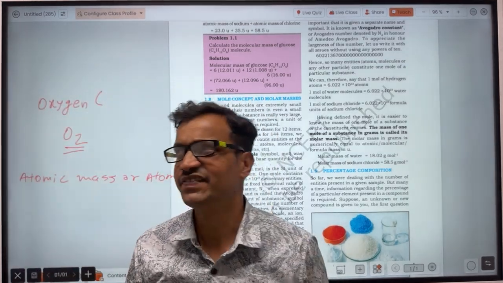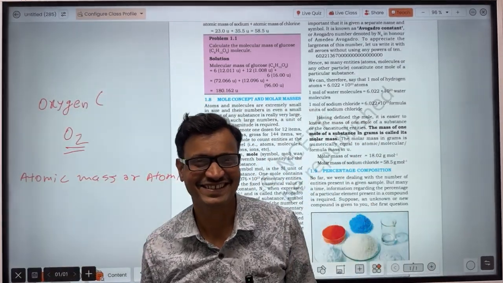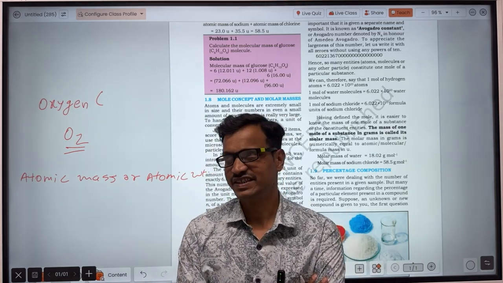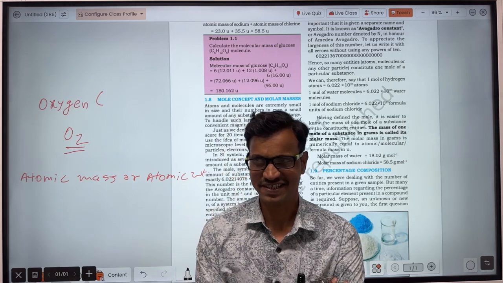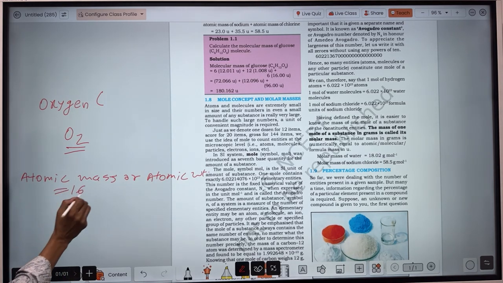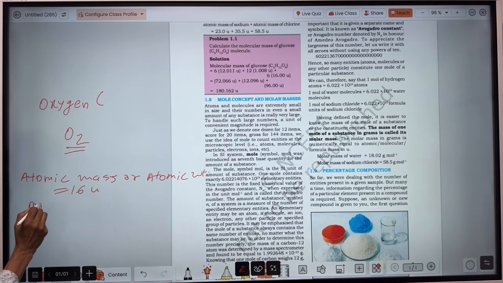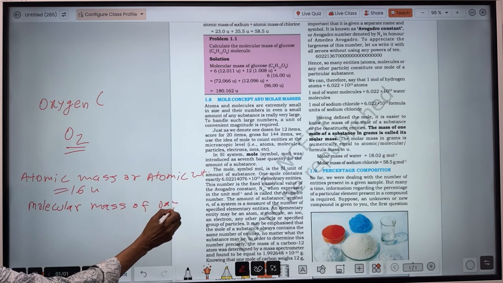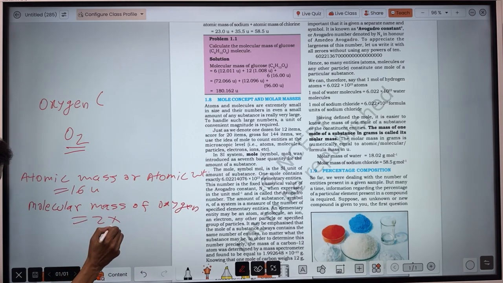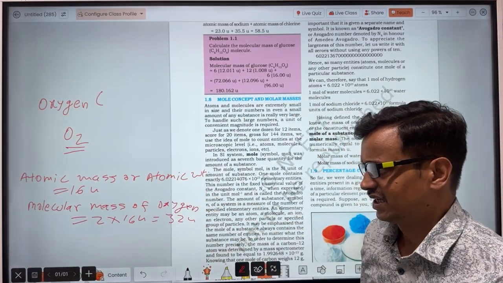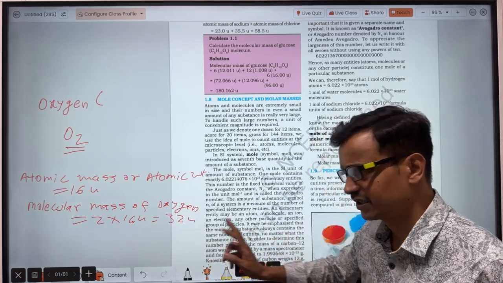Here we take mass and weight in the same sense. As in physics, there is a difference between mass and weight, but here in chemistry, we take mass and weight in the same sense. So here the atomic mass of oxygen, how much? 16 U. So the molecular mass of O2 will be equal to 2 into 16 U, so 32 U. So in case of oxygen, the atomic weight is 16 U, but the molecular weight is 32 U.